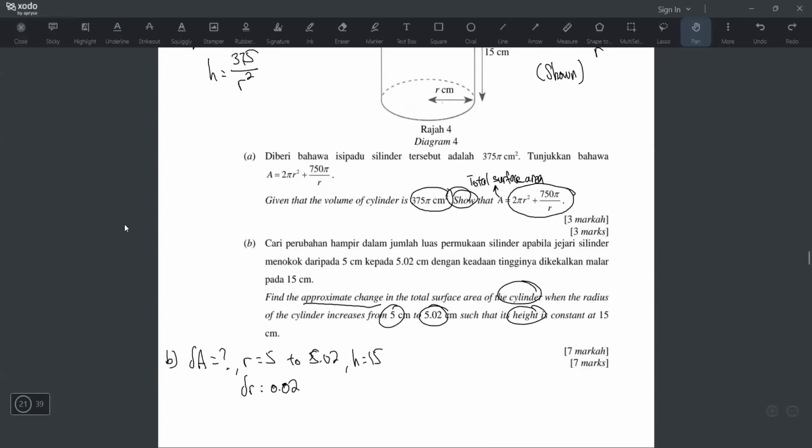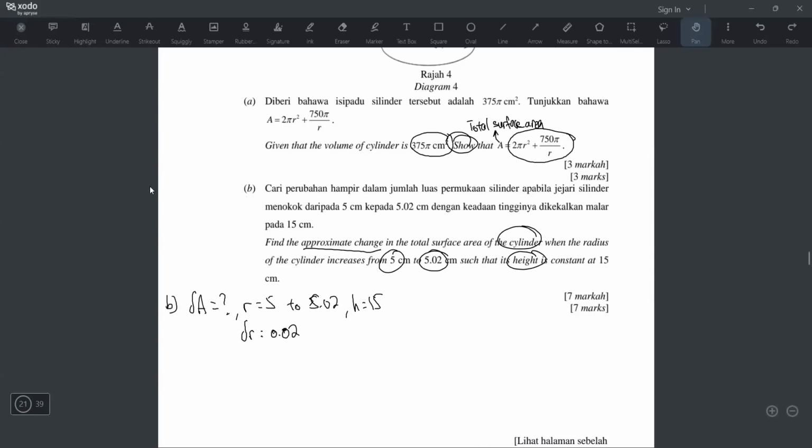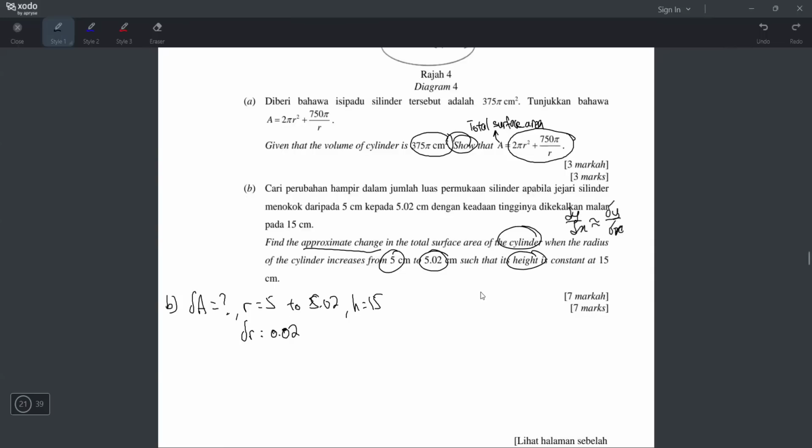Okay, for small change, you kena tahu satu formula. dy dx is almost equals to delta y over delta x. Okay, but of course, this case is not dy dx lah. It will be dA dr. Because your equation is A in terms of R. So it will be dA dr equals to delta A over delta R. And delta A kita nak cari. Okay, it means that the delta R and the dA dr kita kena cari sendiri sekarang. But the delta R I have already 0.02. So now my job is to get my dA dr punya value.